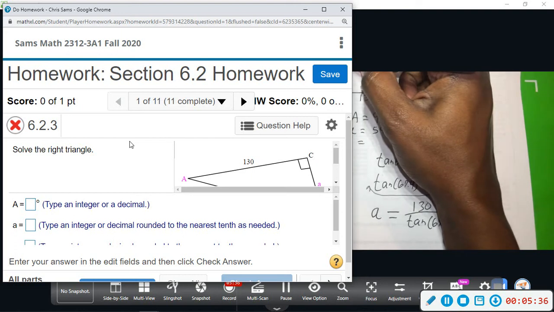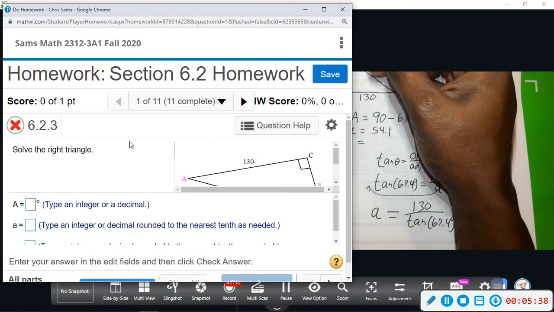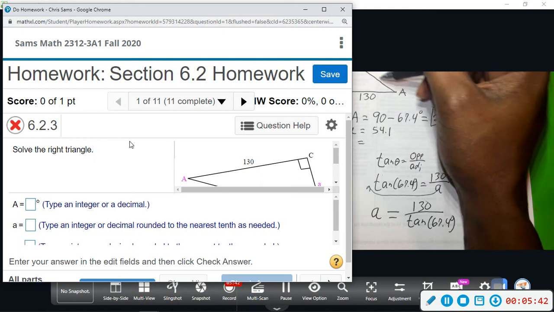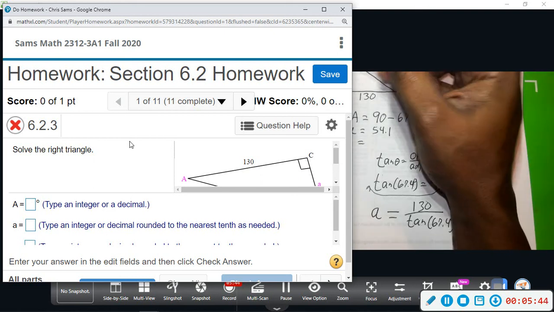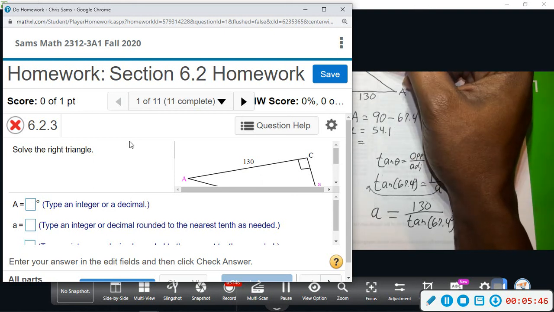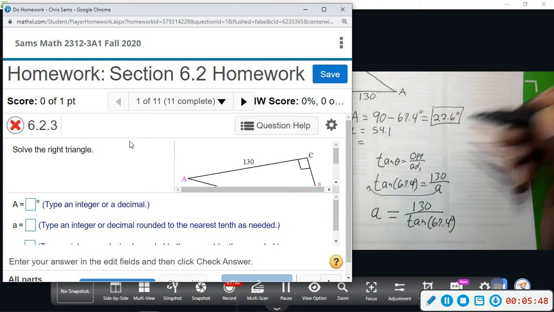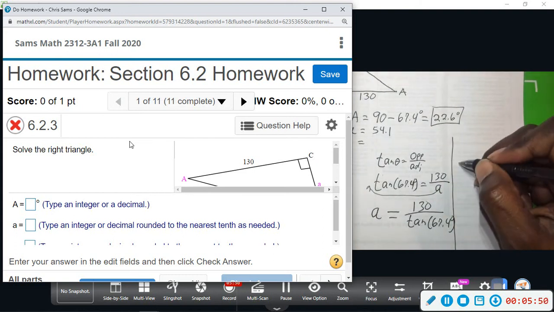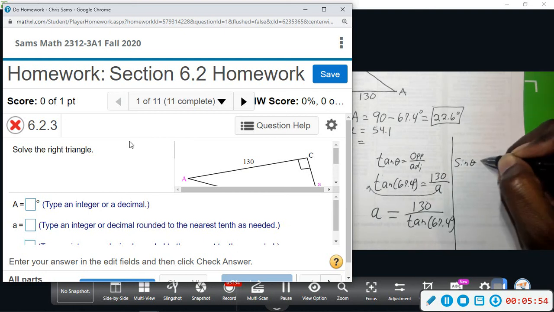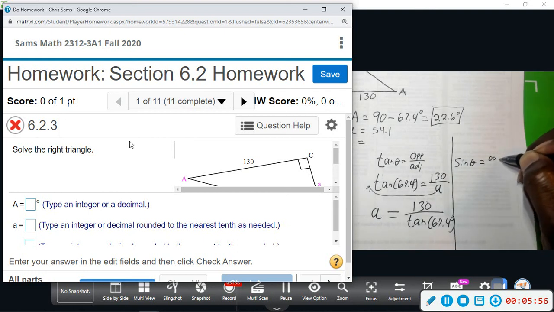Then I'm going to do something similar to find C. You always want to use the angle that you're given. So angle B, we have the opposite and the hypotenuse. So we want to use sine this time. Sine of an angle is equal to opposite over hypotenuse.